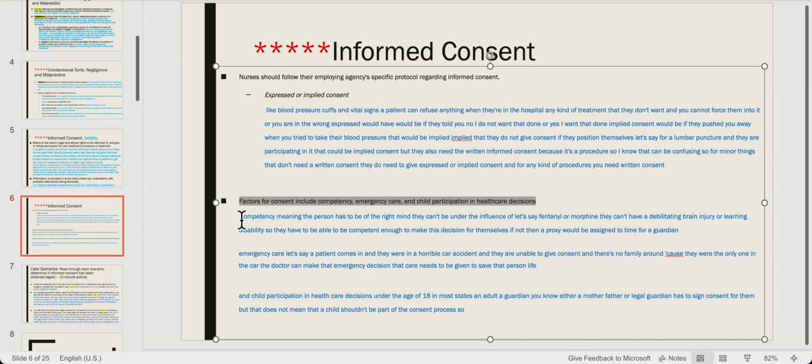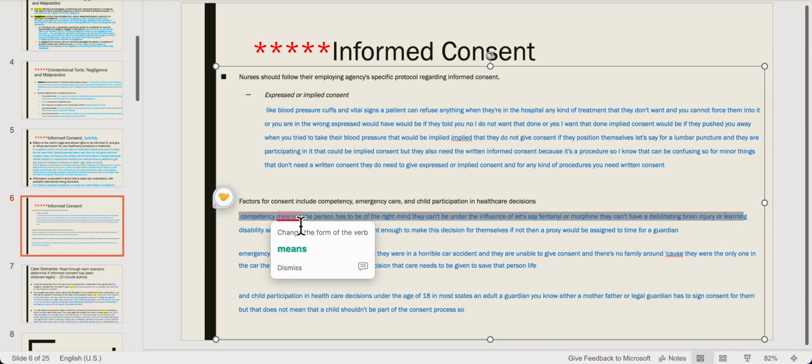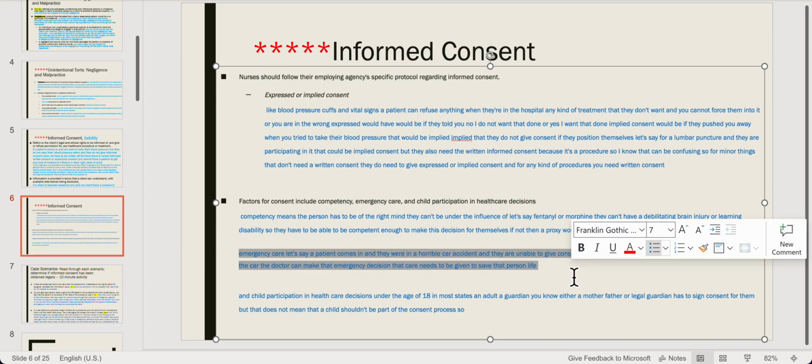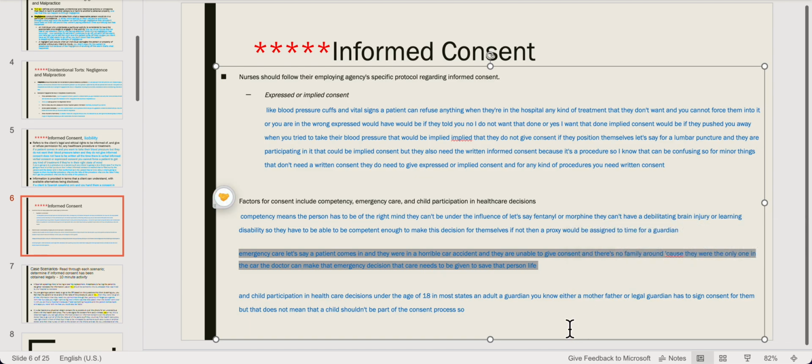Factors for consent include competency, emergency care, and child participation in healthcare decisions. Competency meaning the person has to be of the right mind. They can't be under the influence of, let's say, fentanyl or morphine. They can't have a debilitating brain injury or learning disability, so they have to be competent enough to make this decision for themselves. If not, then a proxy would be assigned, or a guardian.